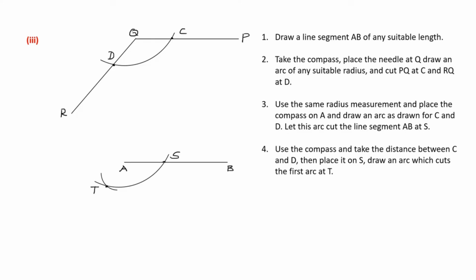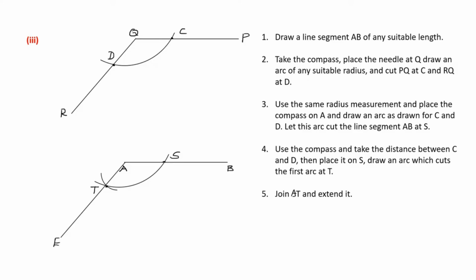So this is T. Next, you join A and T. So that is A. So join AT. So when you join AT, as you can see, you've got an angle just like what is given to us in the question. So this line has been extended up to the point E.